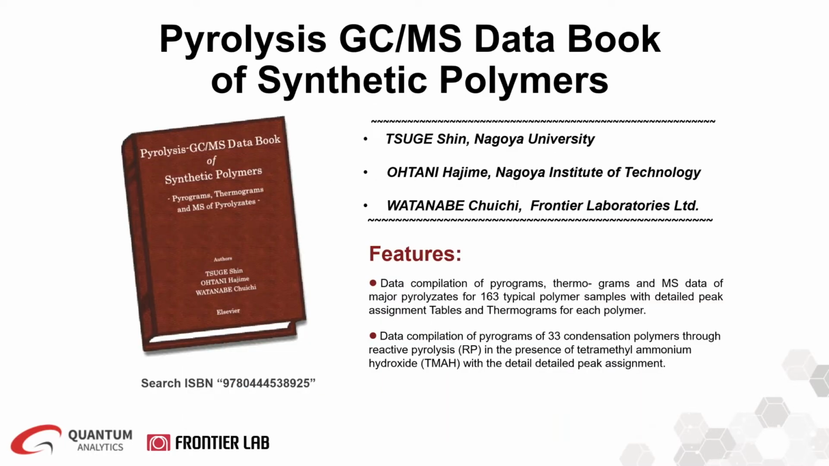This book, as you can see here, is used along with FSearch and the MS libraries as a reference. The book has pyrograms, EGA thermograms, and also MS data of major pyrolysates for many polymers. It also has detailed information about the peak assignment tables and EGA thermograms of each polymer.